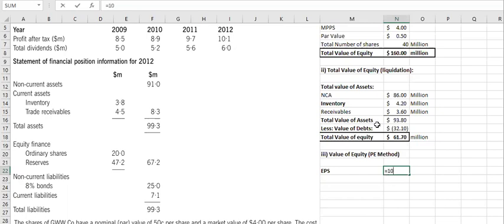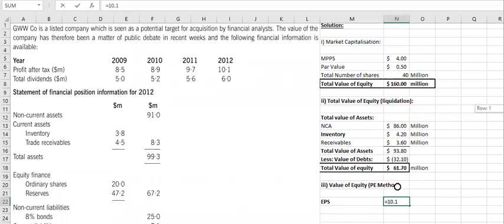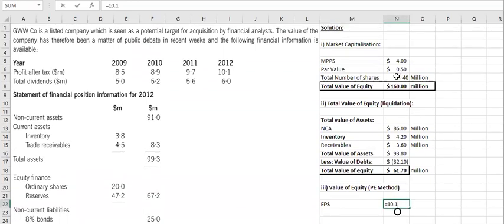And we just need to divide the total earnings or the total profit after tax by the total number of ordinary shares. We have already calculated the total number of shares, that was 40 million. So let's divide it by 40 million to find out the earning per share. The earning per share is 0.2525 dollars, and if we round it off to two decimal places, it will be 0.25 dollars. That's the earning per share.